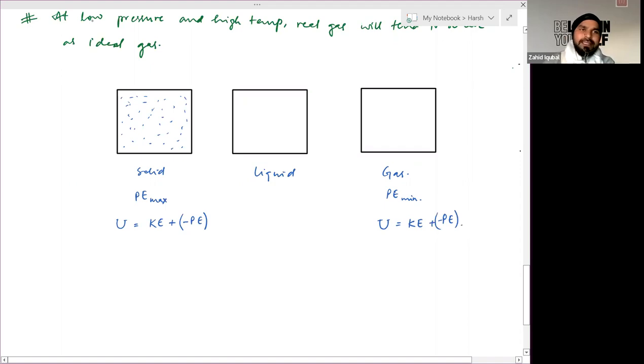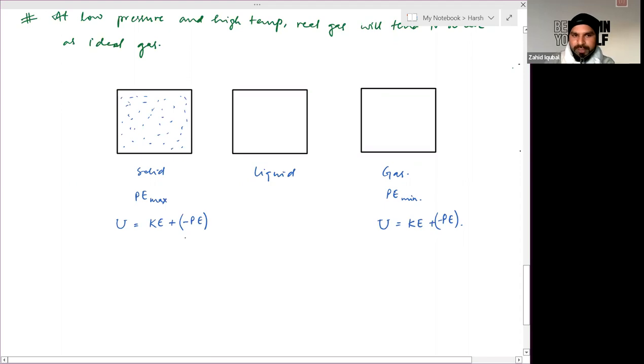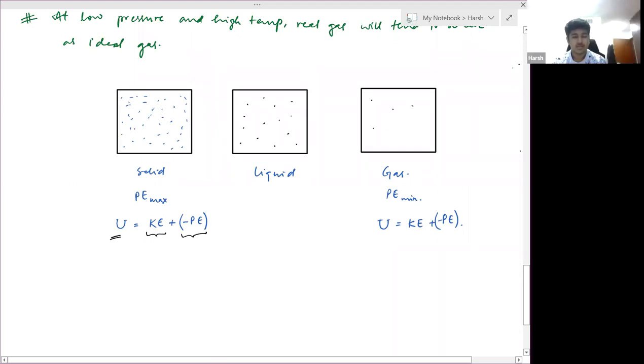So we can say in case of solid, there will be a greater amount of potential energy. On subtracting these two parts, you will get a lesser value of internal energy, if we are considering the same temperature of this entire system. Okay, the whole vessel is at the same temperature. Yes.